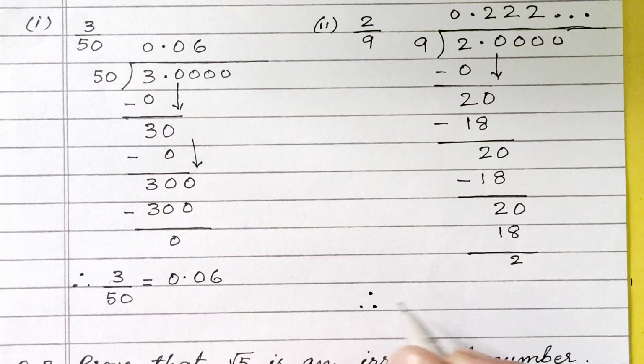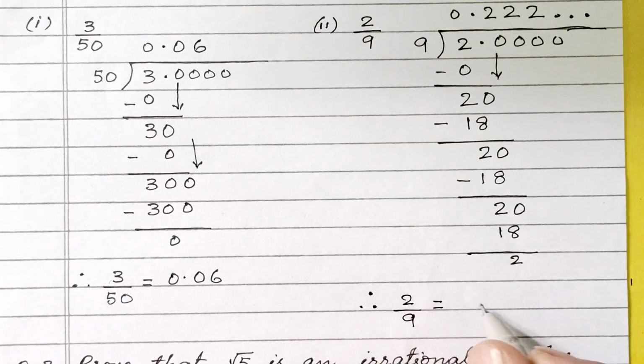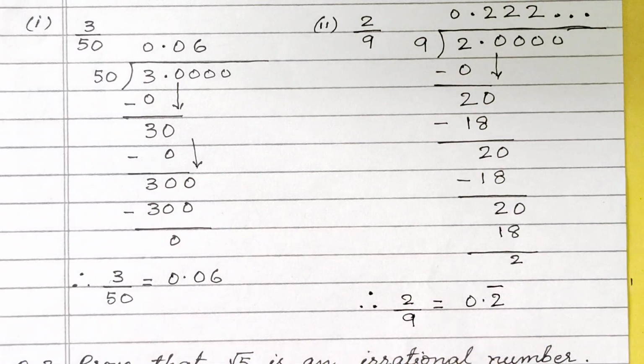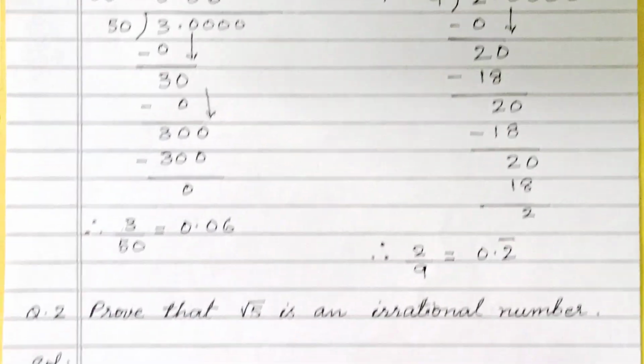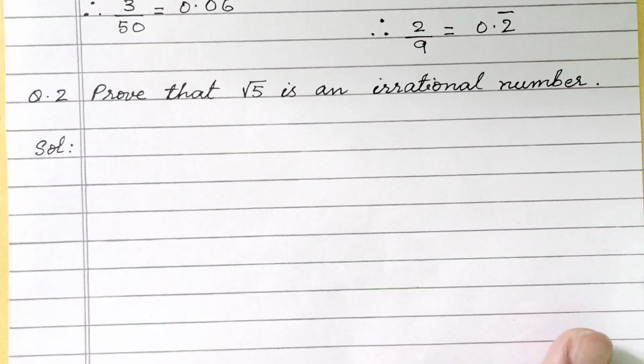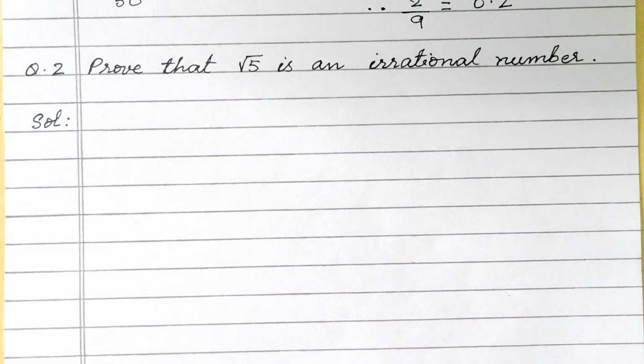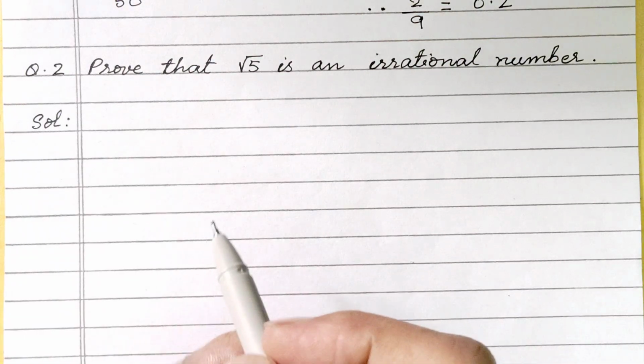Therefore 2 by 9 is equal to 0.2 bar. It means 2 goes on repeating. Now we will go to question 2. Question 2 says, prove that root 5 is an irrational number. So let's start the proof now.